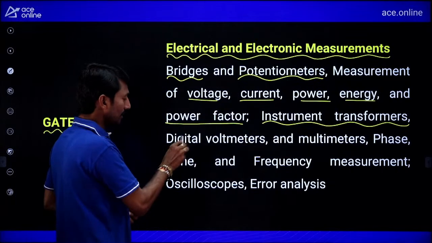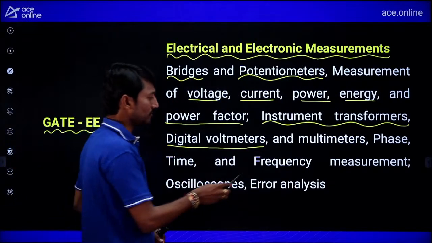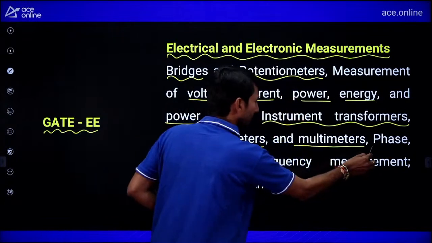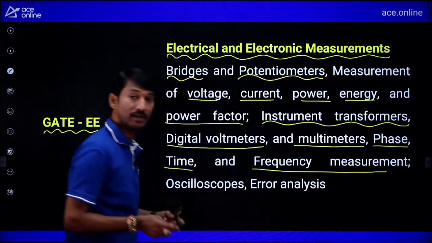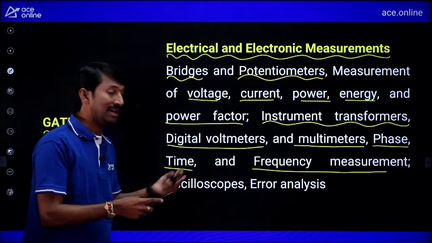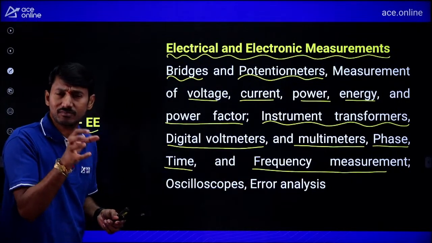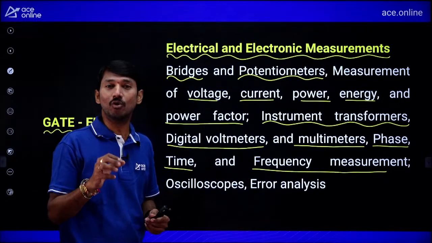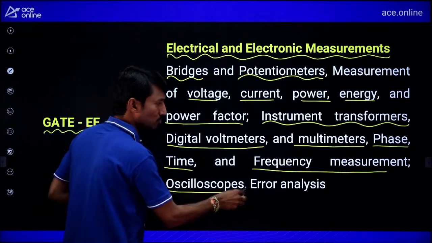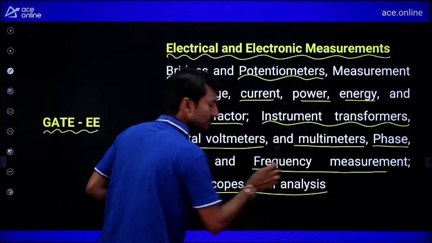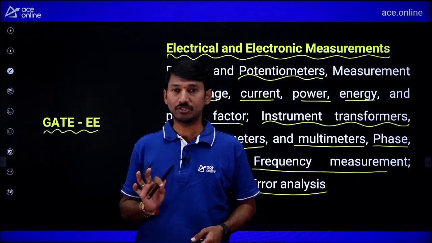That's why it is called instrument transformers. And then the electronics part, if you see: digital voltmeters, multimeters, phase, time and frequency measurement. Phase measurement, time measurement and frequency measurement generally are possible with CRO, cathode ray oscilloscope. And here oscilloscopes and then error analysis.